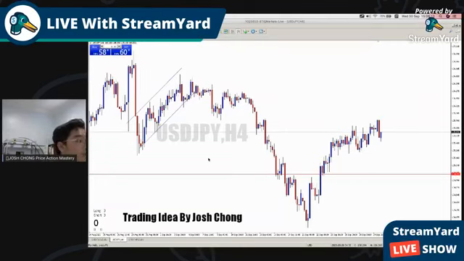Okay, so basically USD yen is still in the uptrend. The market is still in an uptrend. So for USD yen, I'll be looking up. Still in the upside exposure.